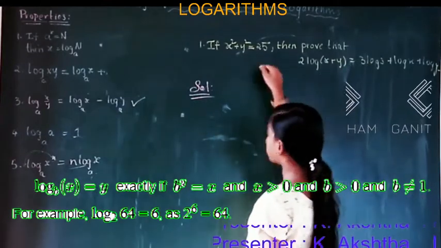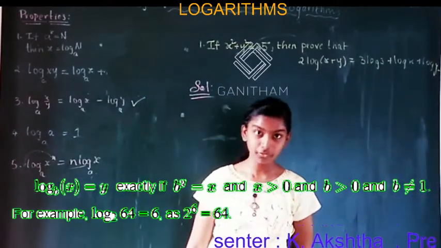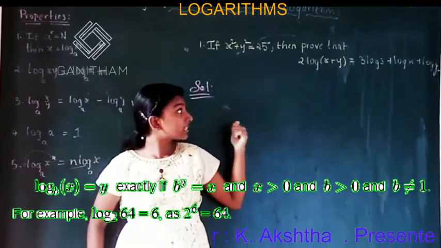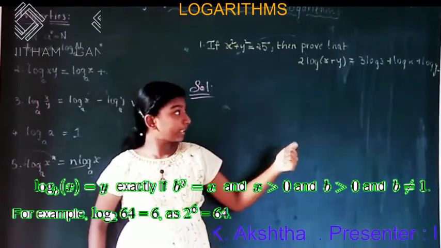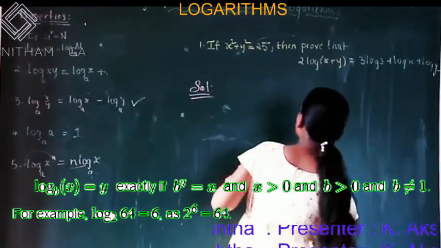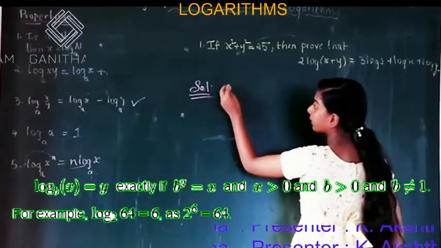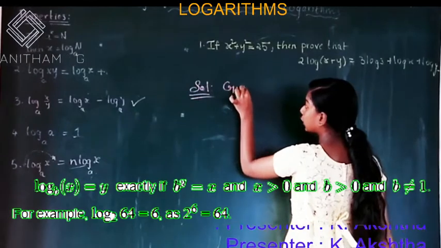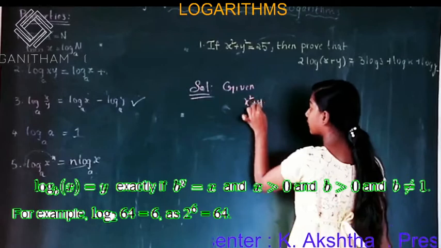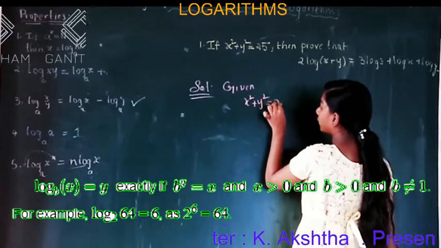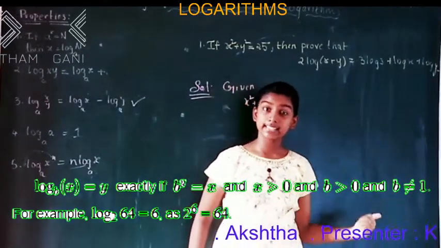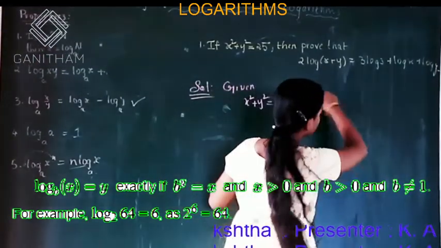If x square plus y square is equal to 25xy, then prove that 2 log of x plus y is equal to 3 log 3 plus log x plus log y. So how can we solve this problem? What was given? First of all, in any problem we have to write given. So what is given? Given is x square plus y square is equal to 25xy. So for proving this, let us take the LHS of this equation.